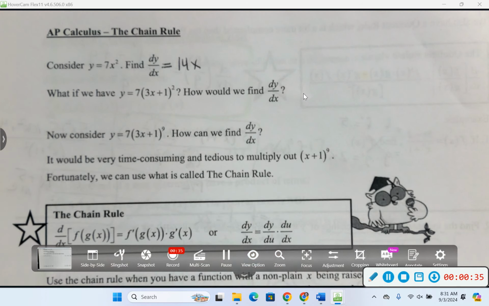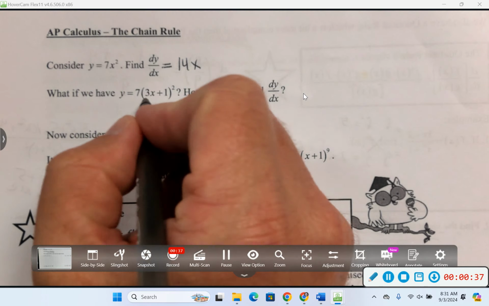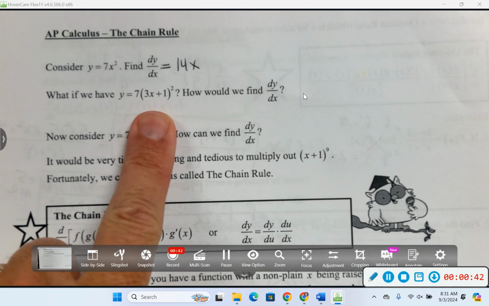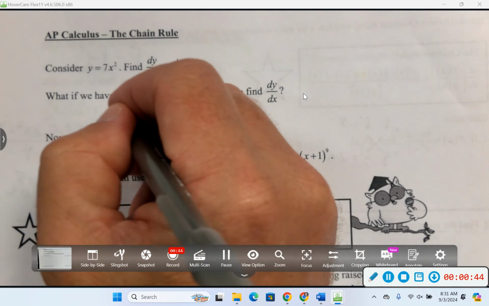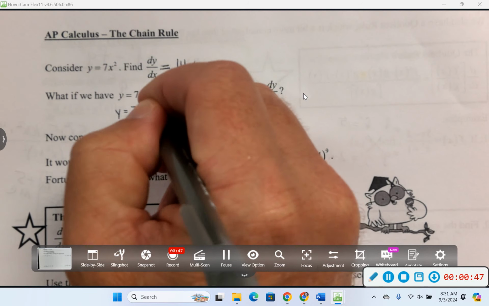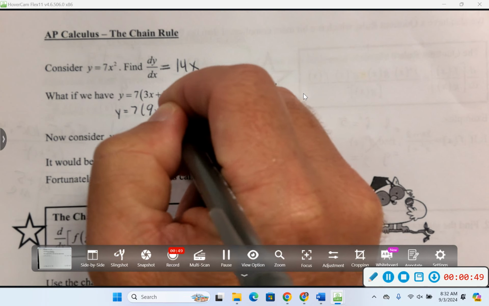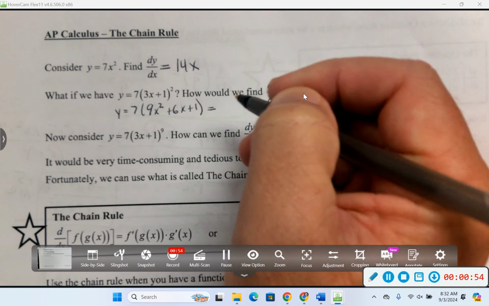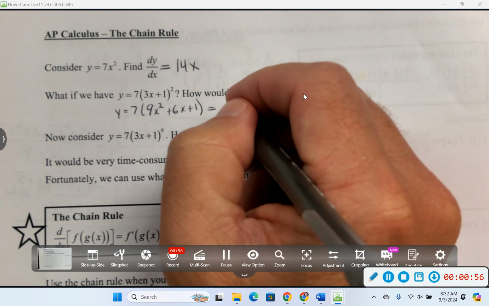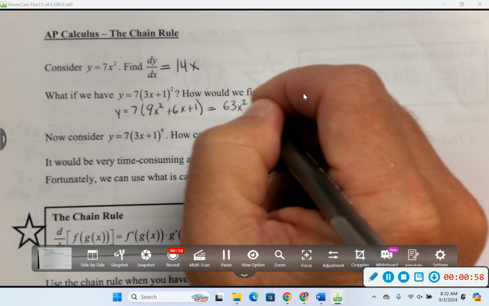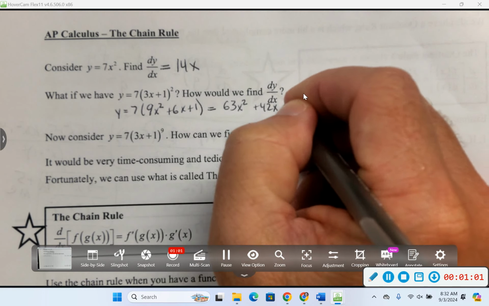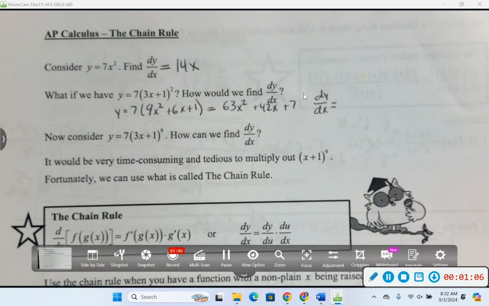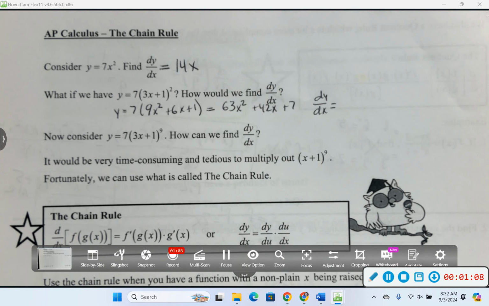Without the chain rule, we don't know how to do this, one function inside another. So the only way we could find this is to FOIL this thing out. So 9x squared plus 6x plus 1, and then distribute the 7: 63x squared plus 42x plus 7. This gets kind of annoying. Then we could take a derivative.